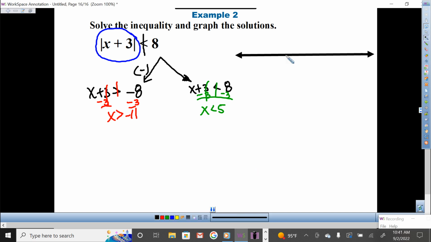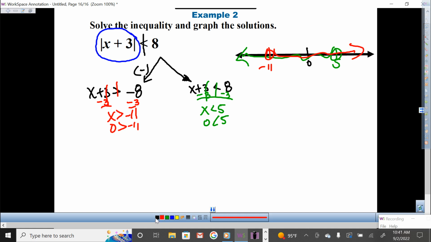You got 0. I'm going to start with the 5, dividing point 5, open point. I'm going to test 0. Is 0 less than 5? Yes. Negative 11, open point. I'm going to test 0. Is 0 greater than negative 11? Yes. And this is an and. Therefore, solution set of x such that negative 11 and 5, x in between, arrows to the left, and none of them are solid, so we finish there.